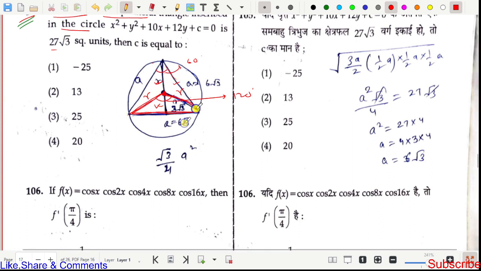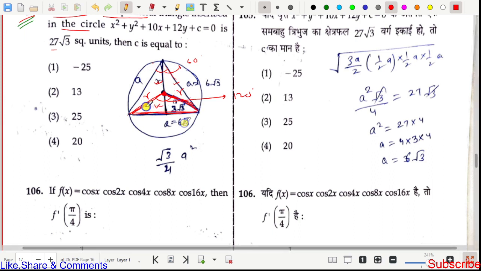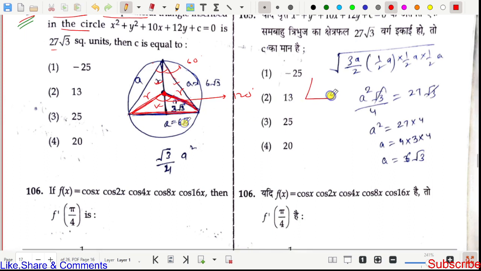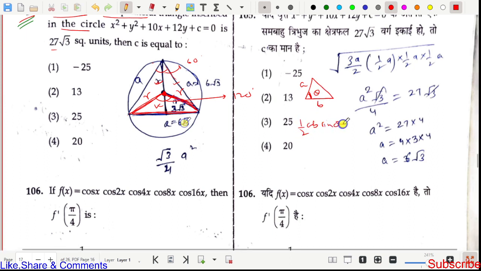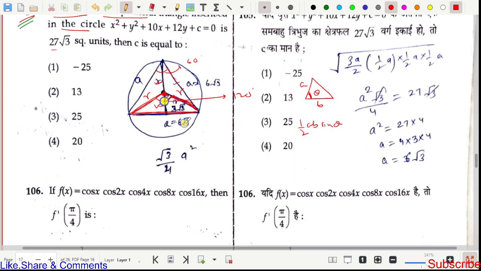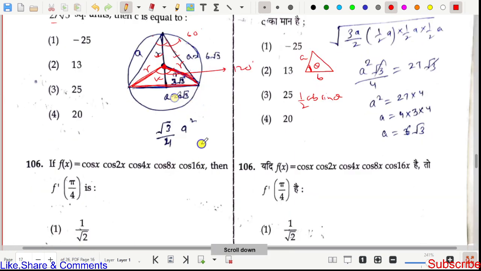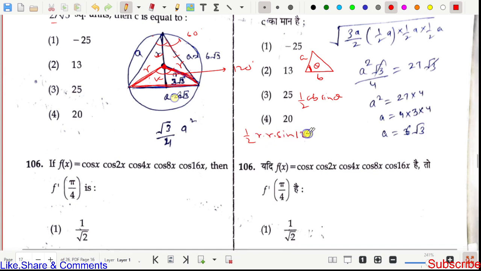Clear? And the area of this smaller triangle we can easily find. Suppose this is a triangle, this length is given, this length is given, and the angle between them is given, say theta. Then the area of this triangle will be half AB sin theta. Same concept we will apply here, and this is the easiest way to solve this problem. So we are finding the area of this lower triangle. It will be half AB, that means r into r, and the angle between them, sine 120.